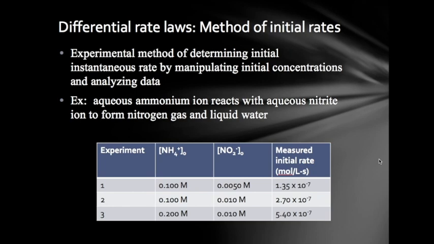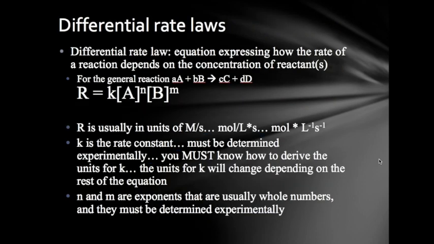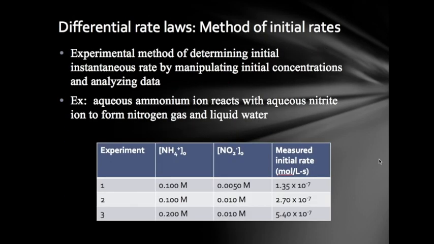Let me talk to you about one way you can experimentally determine the differential rate law. Remember, there are two rate laws. We're talking about one type today, the differential form. One way of experimentally determining the differential rate law is to use what is known as the method of initial rates. This is where in the lab, different experiments are done where we vary different things.